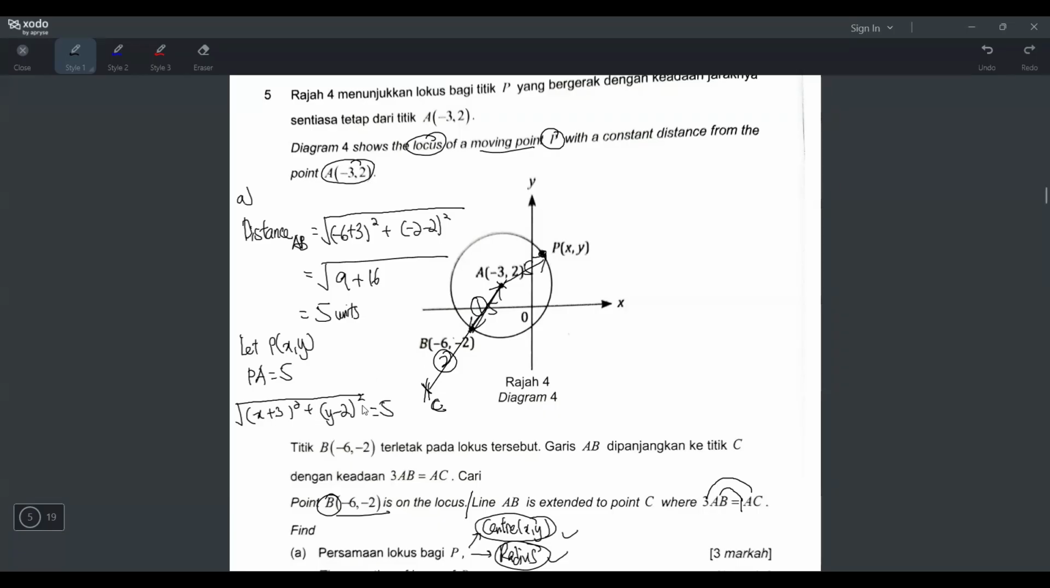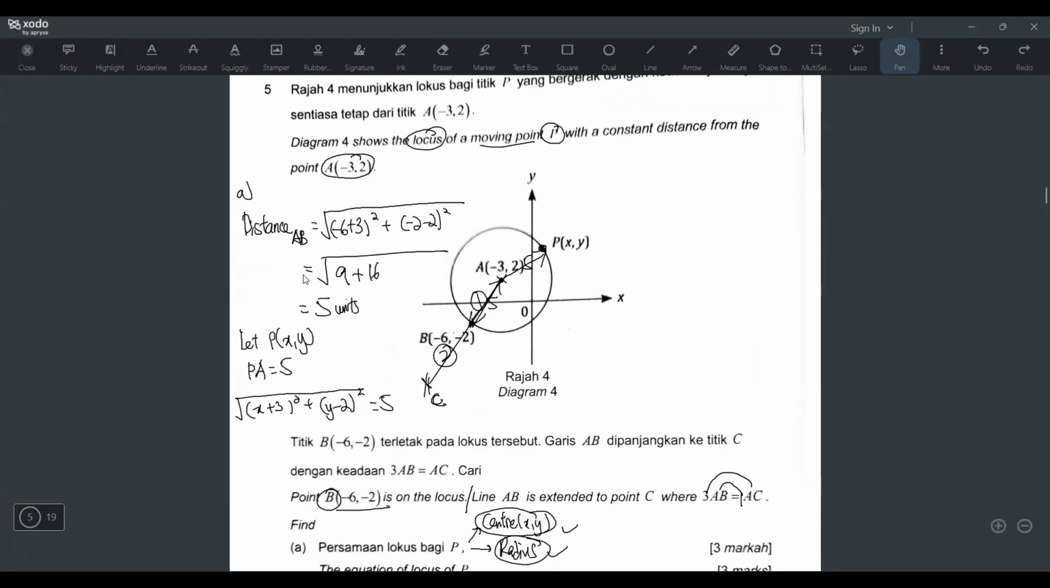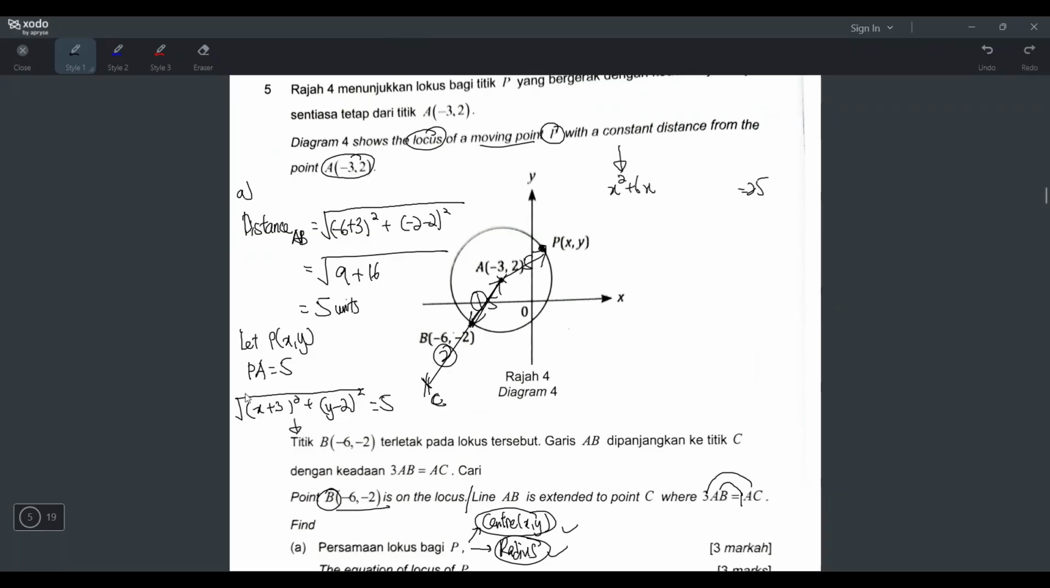Now I just have to expand everything, and then I'll get my answer. Let me just continue up here because I don't have enough space. So the square root I can throw to the other side, and it becomes 25. Then let's expand x plus 3 squared. You will get x squared, and then x times 3 times 2, which is 6x, and then 3 squared, which is 9. This is how you should expand it.